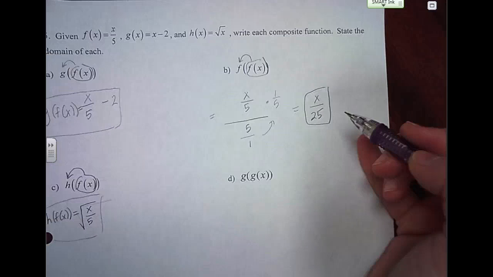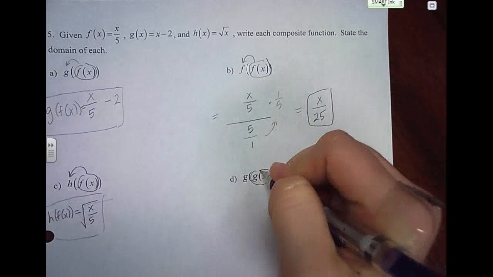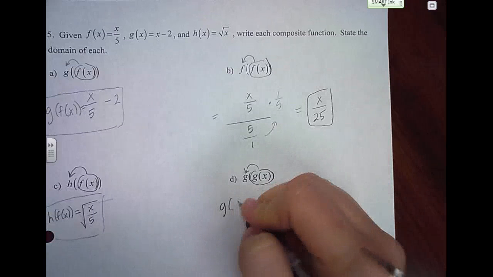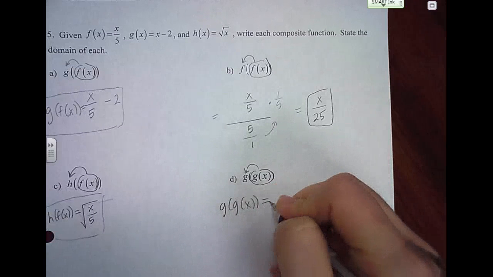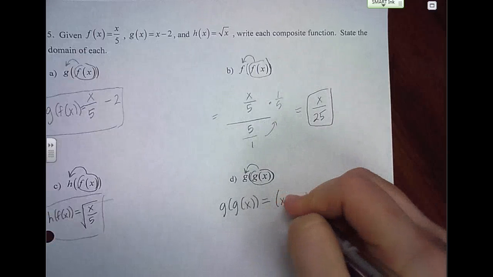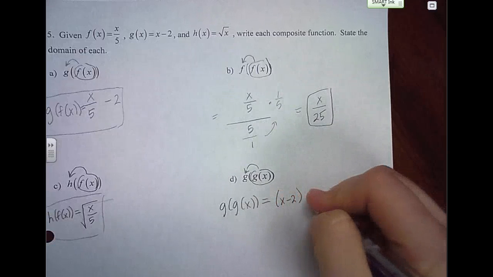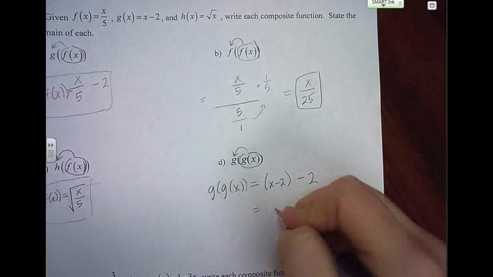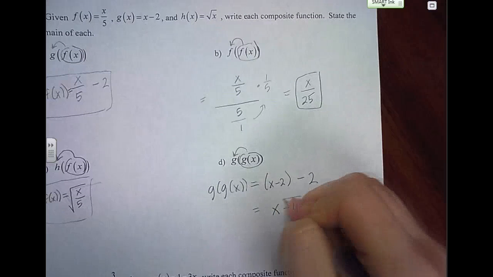And then the last one, we want to take the g equation and put it into the g equation. So I have g of x equals x minus 2 is our g equation. So in for x, I'm going to put x minus 2, but then I also have that minus 2 on the outside. So if we combine like terms, we get x minus 4.